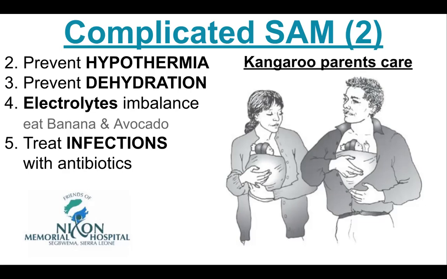And then the third thing is to prevent dehydration. Remember we say that in severe acute malnutrition patient, oral rehydration solution is not suitable for them because the sodium level is too high. Instead, we use Rizoma, rehydration solution for malnutrition, because the sodium is lower. And then it's common to have electrolyte imbalance. So we need to encourage the patients to eat more banana and avocado, and then treat infection with antibiotics.